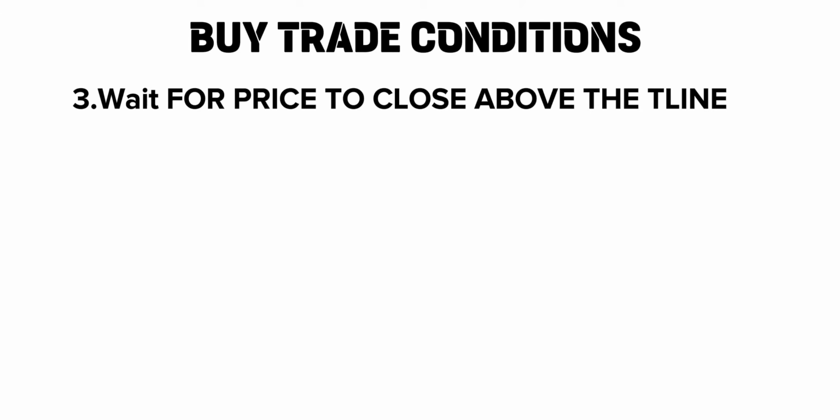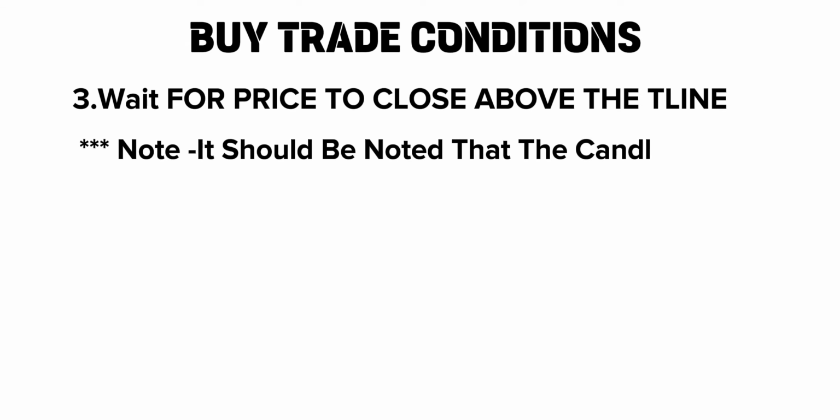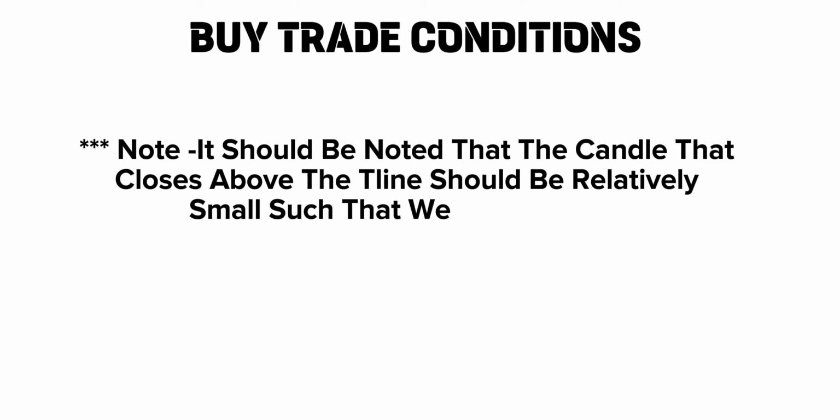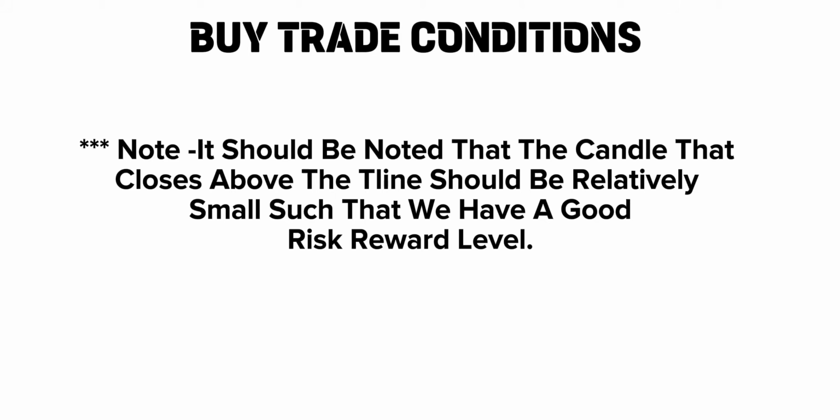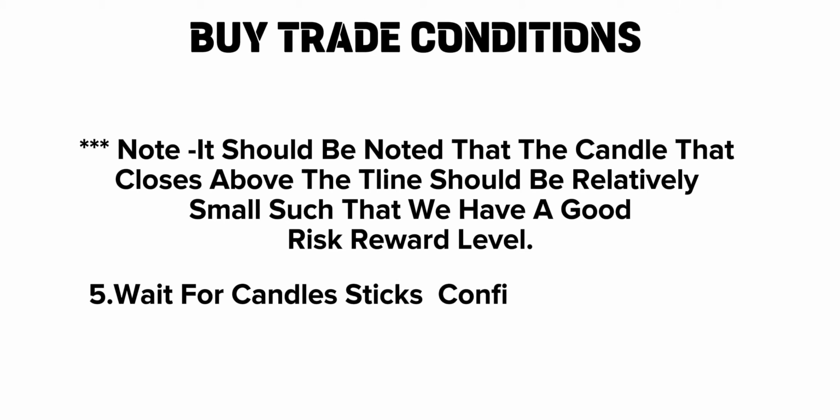The fourth condition is we wait for prices to close above the T line, which is the 8 exponential moving average. It should be noted that the candle that closes above the T line should be relatively small, such that it gives us a good risk reward level. The fifth condition is we wait for a candlestick confirmation signal. This could be in form of a morning star signal, bullish engulfing, or any candlestick buy signal.